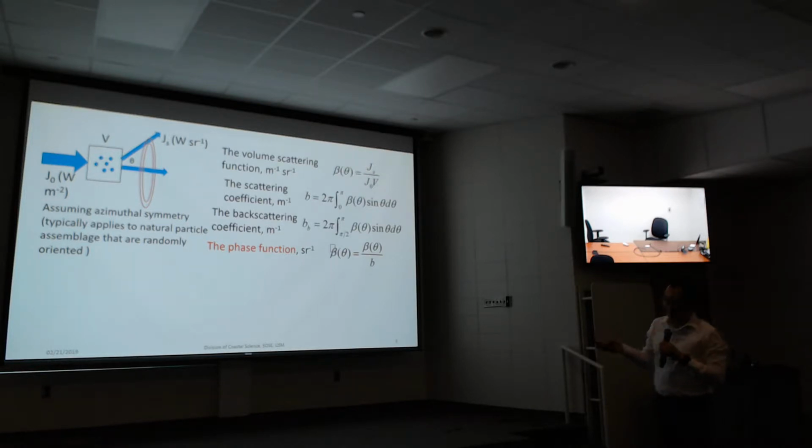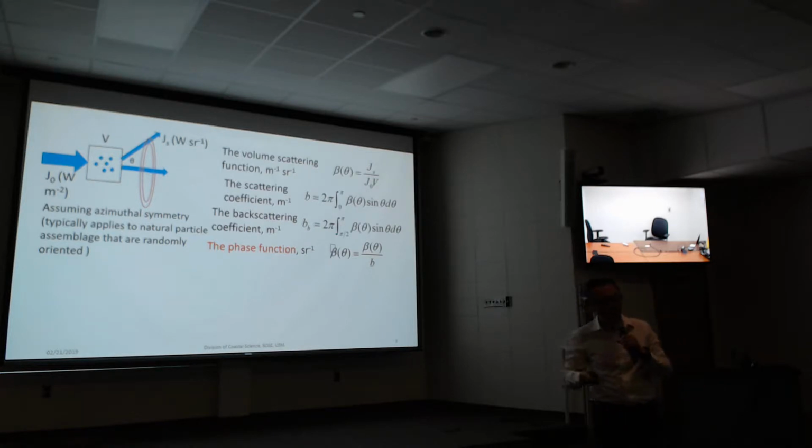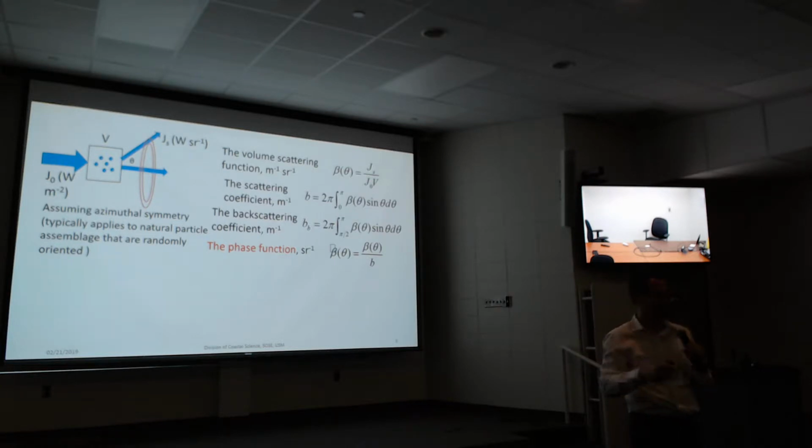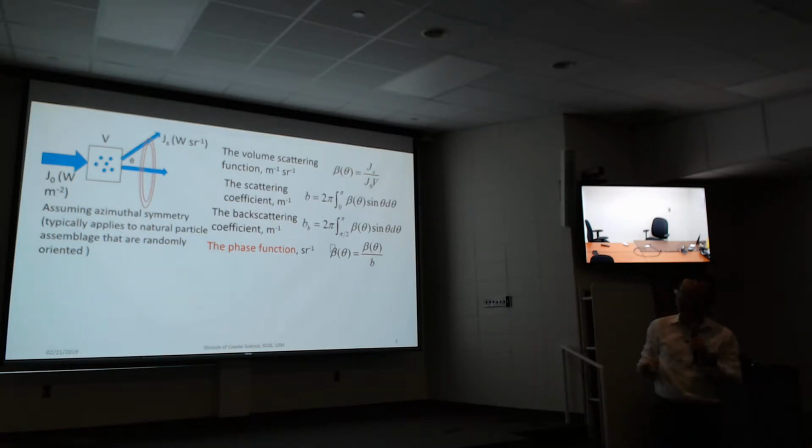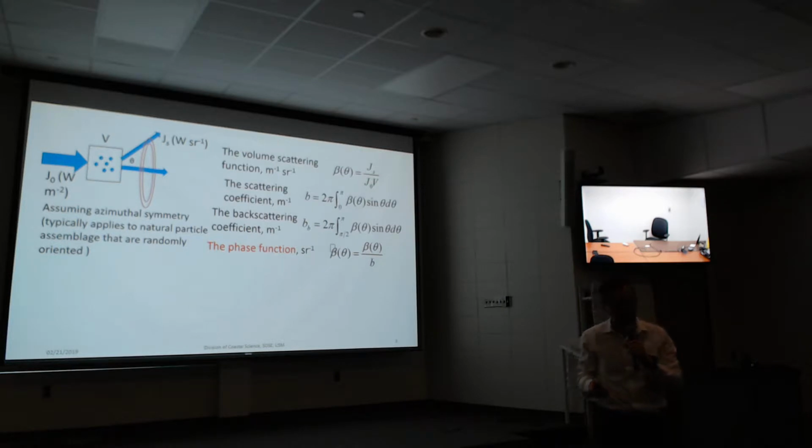Now we have this scattered light at different angles, but typically when we study light, we want to know the total amount of light that is scattered, regardless of angle. So we take this and add every single angle together, and we find the total scattered light. We call this the scattering coefficient. And when doing this, we typically assume what we call azimuthal symmetry. What that means is this.